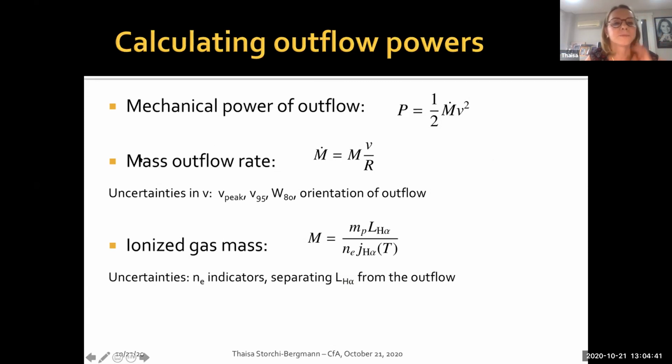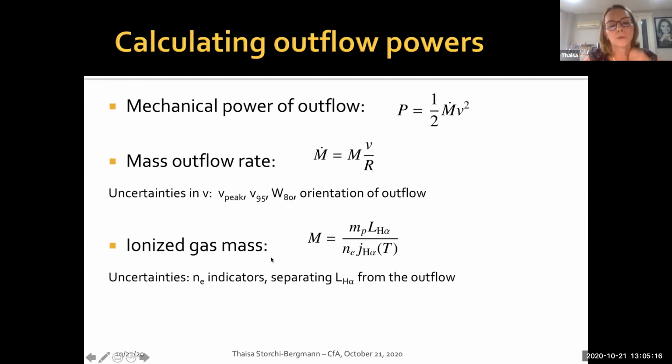Then the problems begin: in order to calculate the mass outflow rate, you need to have a velocity, and there are several uncertainties in the velocity. What velocity do you use? The peak velocity, the 95% velocity, which is the velocity corresponding to the wing of an emission line, or the width of an emission line. Also, the orientation of the outflow. You cannot know for sure which is the orientation of the outflow, so you are seeing just a line of sight component of the velocity.